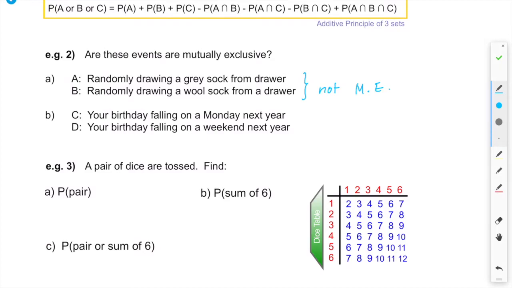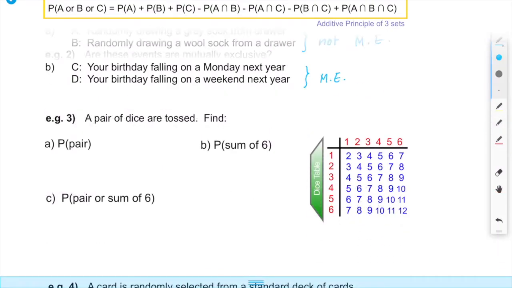How about event C, your birthday falling on a Monday next year. Event D, your birthday falling on a weekend next year. What about that? Well, Monday's not in the weekend, right? So yes, these are mutually exclusive events.